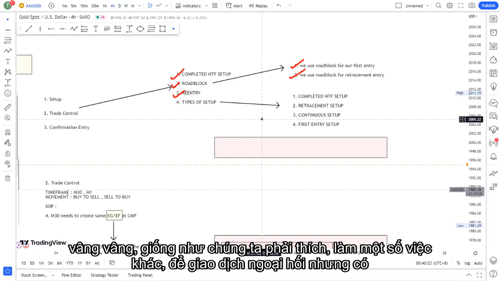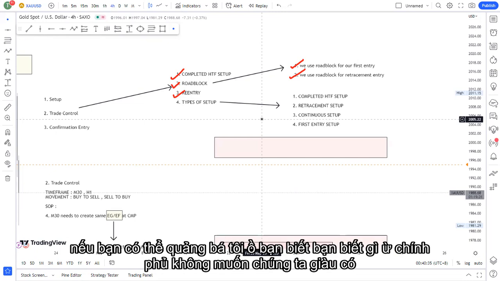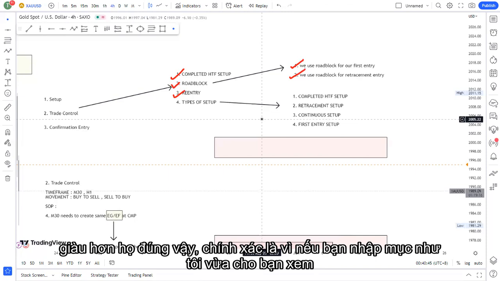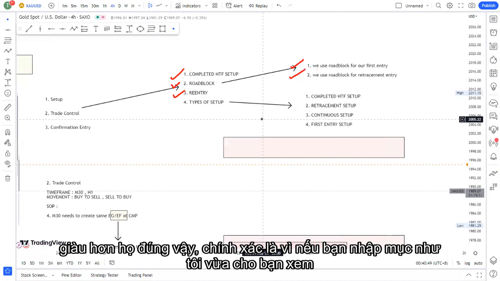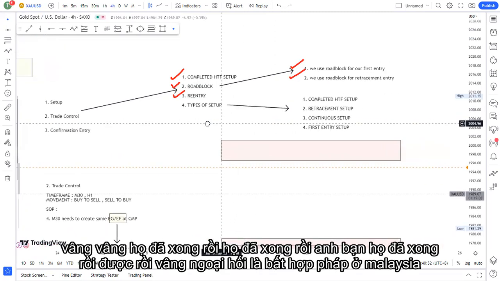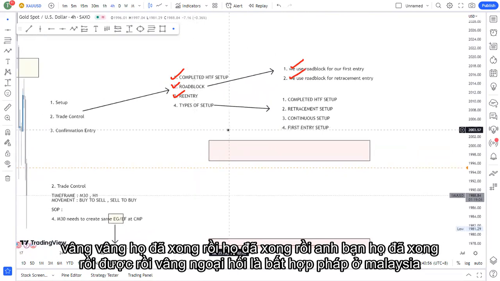So we had to do some other things to trade forex, but there are communities who actively trade forex. I see. Yeah, you can get a lot of students if you can promote. Oh, yeah. The government doesn't want us to be richer than them. Exactly. Because if you put the entry like I've shown you just now, they are done. They are done, man.